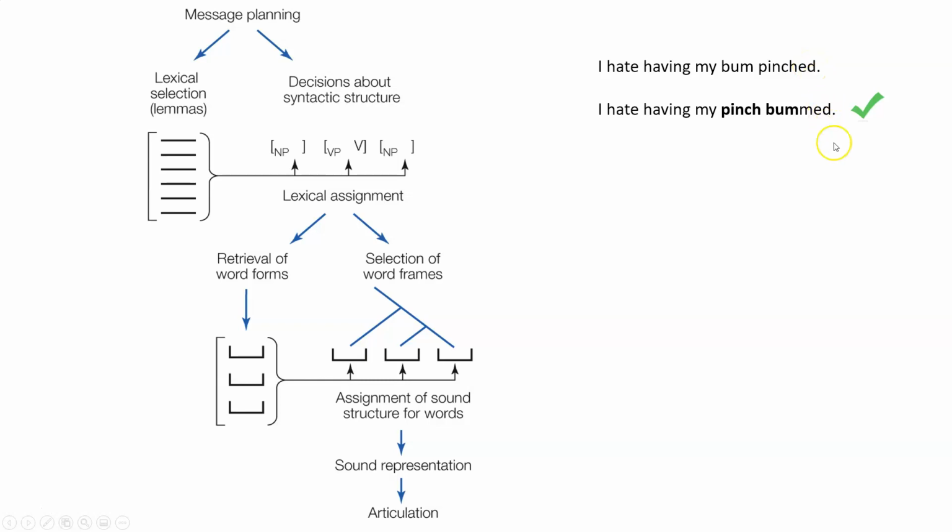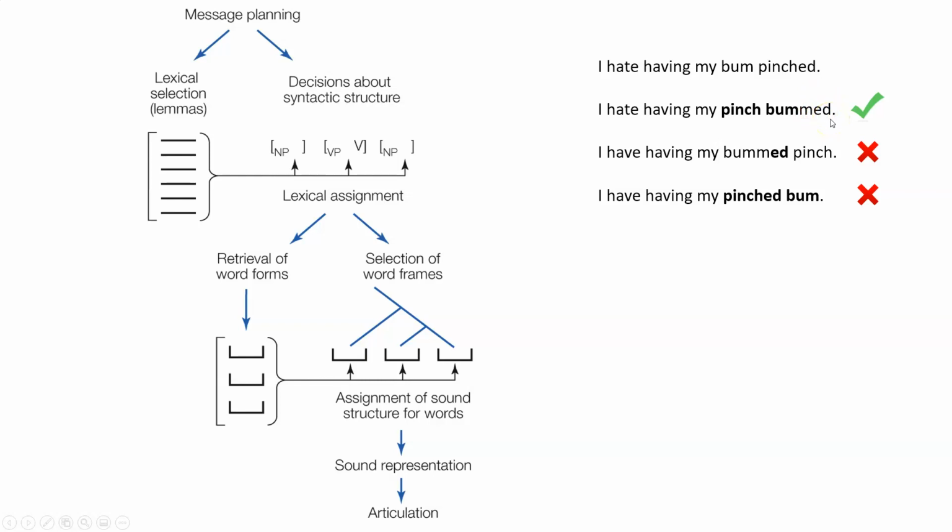You hardly ever get errors where the inflected markers move by themselves, like if the ed was supposed to be here, and it would just move over. So the sentence would say, oh, that's a typo, I hate having my bummed pinch. That would rarely ever happen. Another kind of error that would rarely happen is, I hate having my pinched bum, where the whole word pinched would swap its location. Instead, it's very common to leave the marker where it was supposed to be.